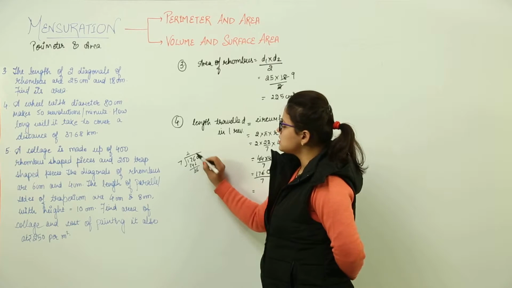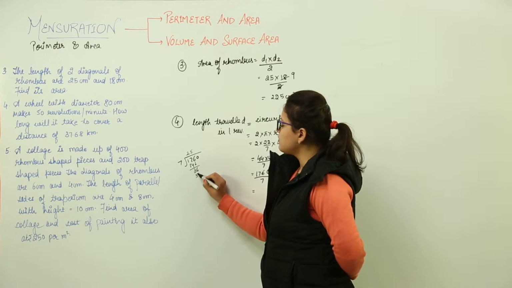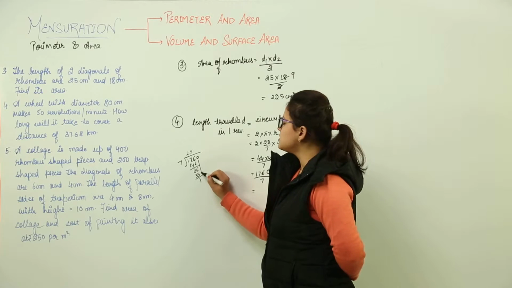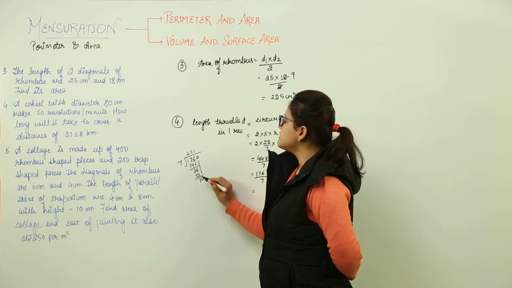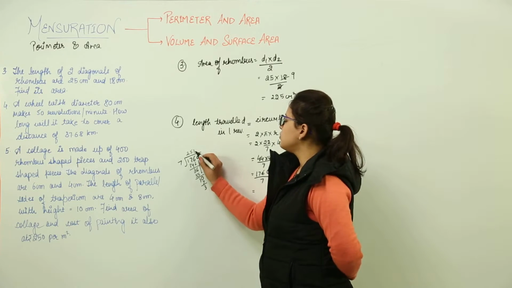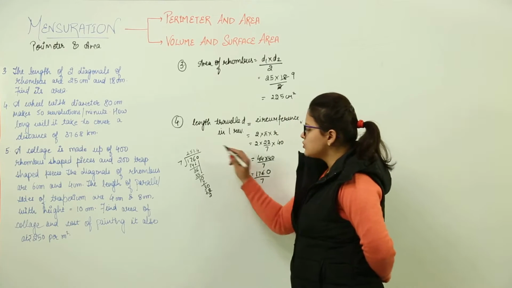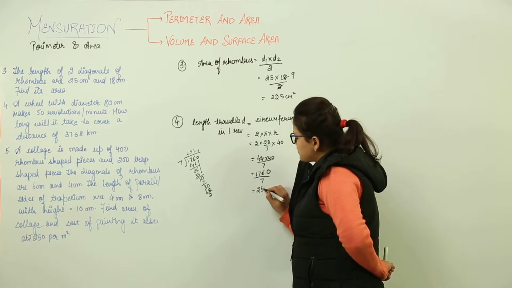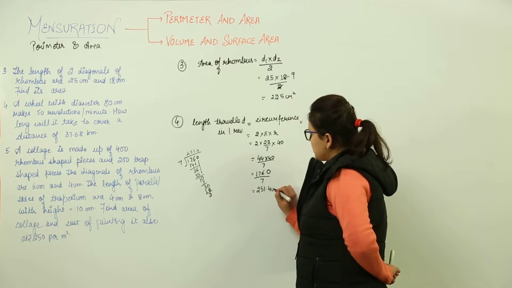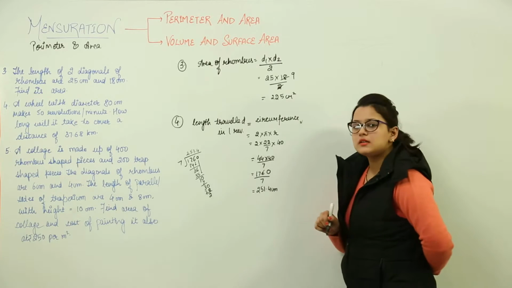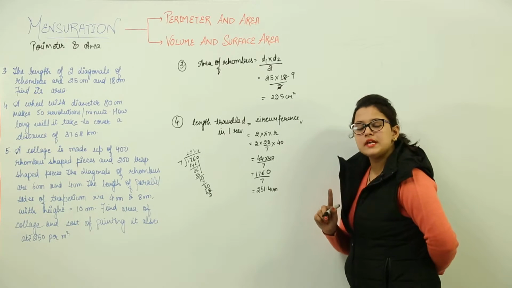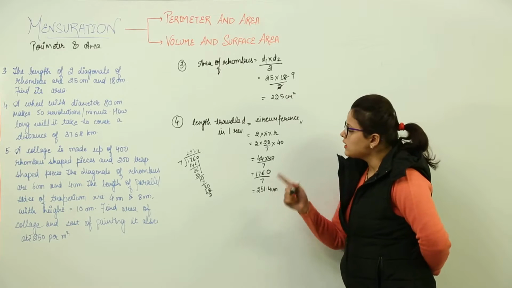We take down 6. 7 5s are 35. 1 as remainder and 0. 7 1s are 7 again. 3. Put a decimal point, add a 0. 7 4s are 28, 2 and so on. So we will take it as 251.4 centimeters. This is the circumference of the circle, that is, the length traveled in one revolution.